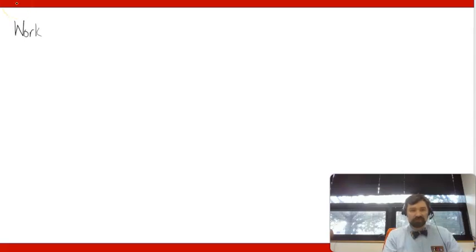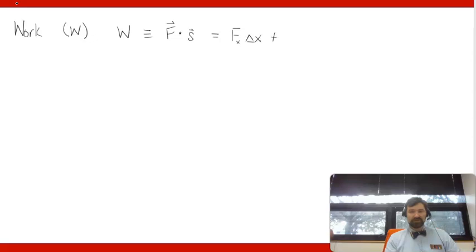So work, which we usually use a W for in these introductory classes, is usually defined by force dotted with displacement. I will use the letter S to represent displacement because this could be in 3 dimensions. So this could, for example, look like the X component of force times the displacement along X plus the Y component of force times the displacement along Y plus the Z component of force times the displacement along Z. Okay, so that is one way of finding work.